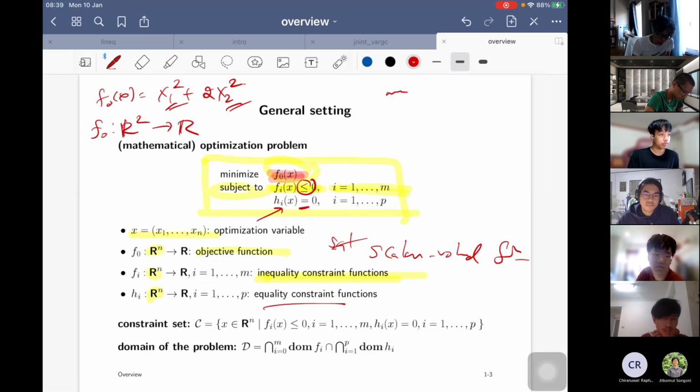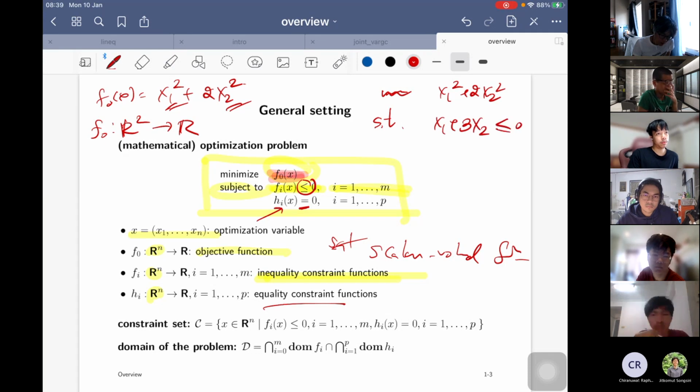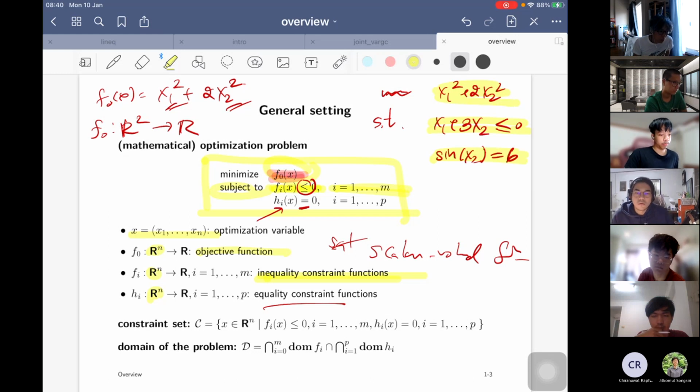For example, if you aim to minimize x1 squared plus 2x2 squared, subject to x1 plus 3x2 less than 0, and probably you have this. So this is a setting of an optimization problem. The objective function is quadratic in x. The inequality constraint function is linear, x1 plus 3x2 less than 0. The last one, sine of x2 equals 6, is an equality constraint. How many constraints do we have totally? 2 constraints: 1 equality constraint, 1 inequality constraint.